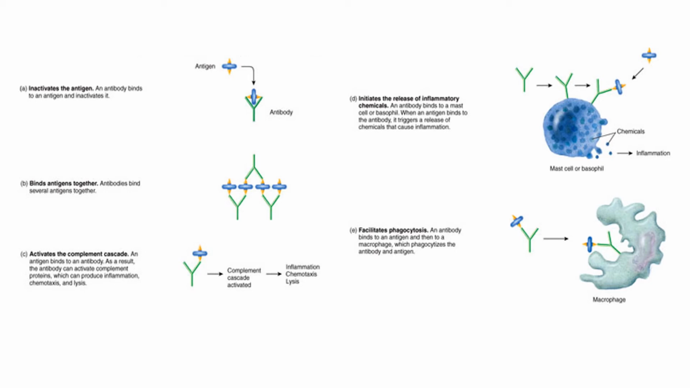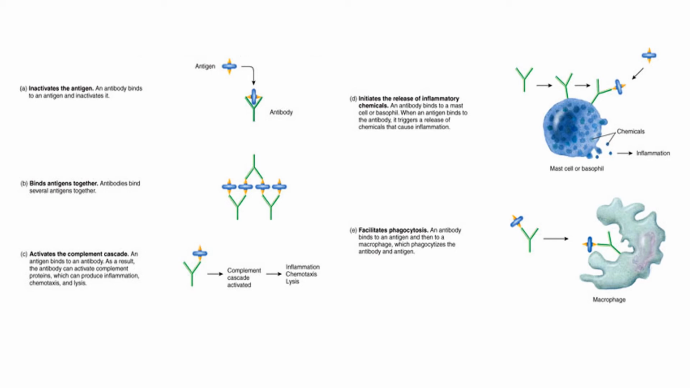Antibodies indirectly affect antigens by activating other mechanisms through the constant region of the antibody. Indirect mechanisms include activation of complement, increased inflammation resulting from the release of inflammatory chemicals from mast cells or basophils, and increased phagocytosis resulting from antibody attachment to the macrophages. In this one, letter A shows you the inactivation of the antigen. An antibody binds to an antigen and inactivates it.